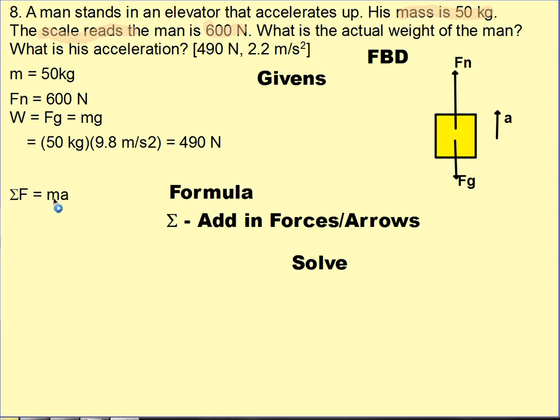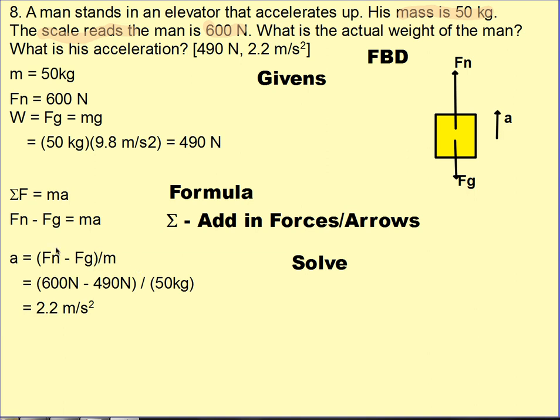Now, sum of the forces equals ma. What forces do I have? Remember, this is my arrows. I have normal, in this case, going up, minus Fg equals ma, and then we solve it. I'm going to solve this for the acceleration by dividing the entire thing through by mass. Once I've solved it, I start plugging my numbers in. Fn is 600 newtons. Fg is 490. I already found it. And his mass is 50. This is one of my givens. And I get that his acceleration is 2.2 meters per second squared.